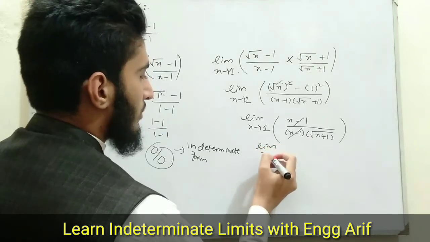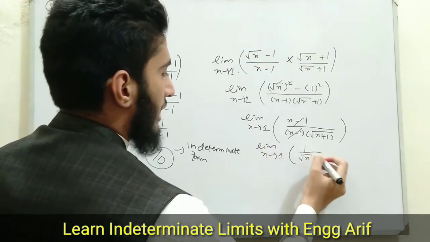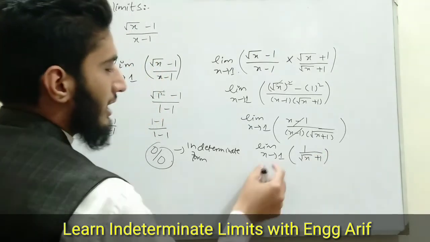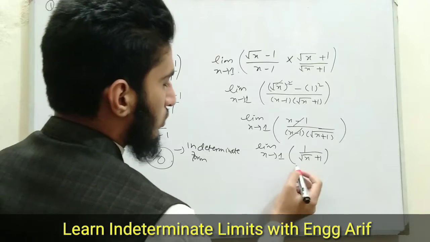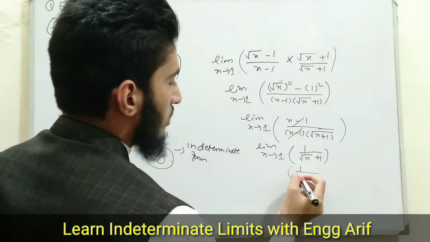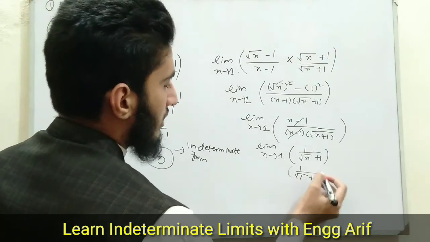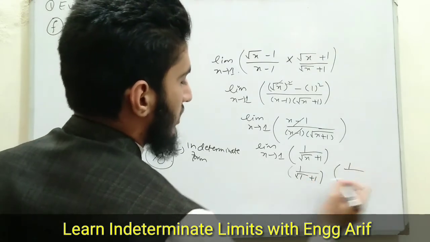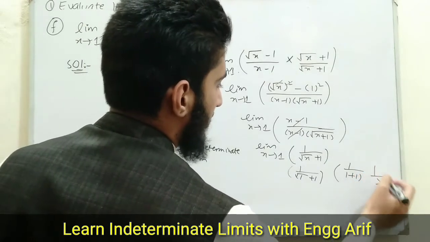So limit x approaches 1 of 1 over root x plus 1. Now if we apply the limit, it will give us a specific value. By applying the limit, x is 1, so put 1 over here. It becomes 1 over root 1 plus 1. After this we are left with root 1, which is 1, plus 1, so it will give us the result 1 divided by 2.